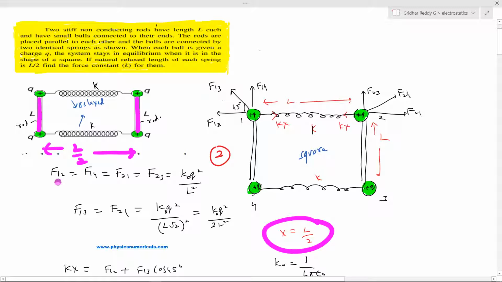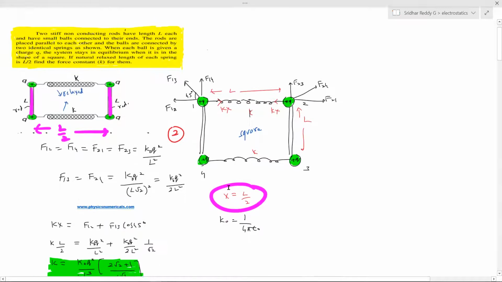Okay, now we have from the electrostatics F12 equal to F14, F21 equal to F23. So these forces must be of equal magnitude. Okay, now what is that K naught? K naught is what? 1 by 4 pi epsilon naught. I think this is very important.